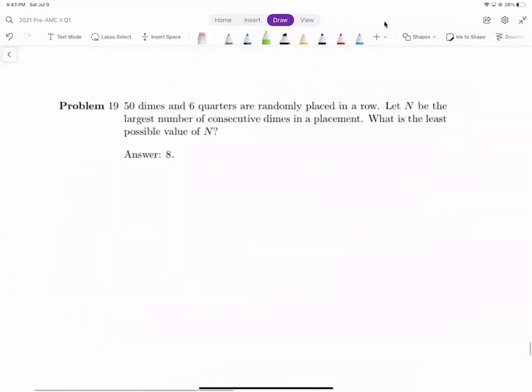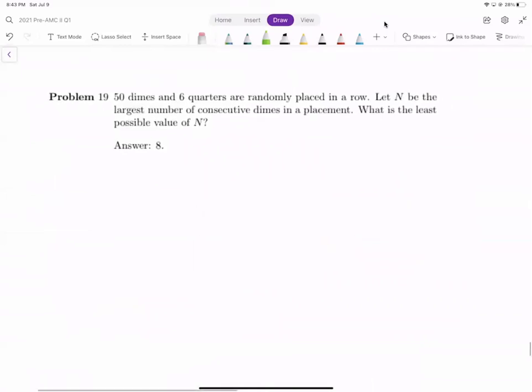Number 19. 50 dimes and 6 quarters are randomly placed in a row. Let n be the largest possible number of consecutive dimes in a placement. What is the least possible value of n?